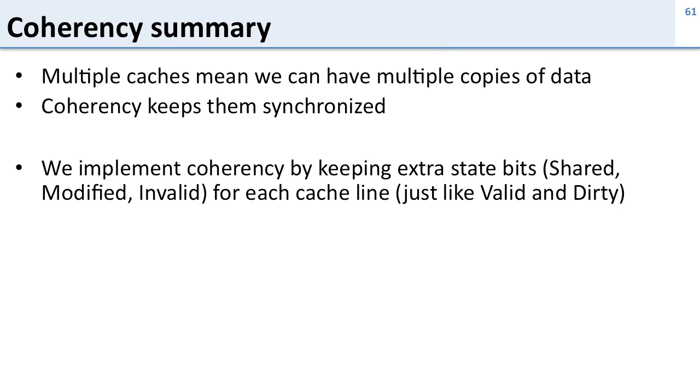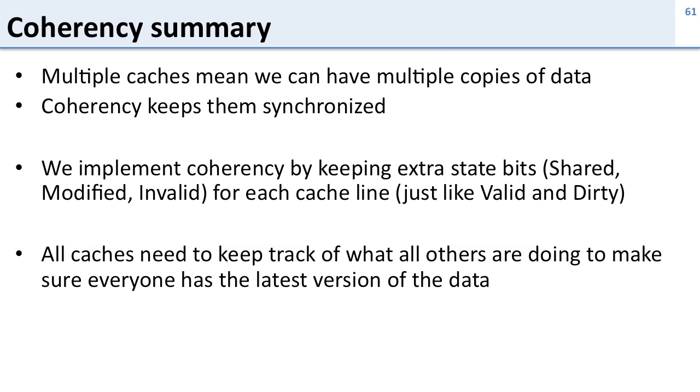So to summarize coherency, we have multiple caches. That means we can have multiple copies of data. Coherency keeps them all synchronized to make sure we get the latest version. We implement coherency by keeping extra bits around for shared, modified, and invalid, just like we did for valid and dirty. All of the caches need to watch what all the other caches are doing to make sure everyone has the latest version of the data, so this is tricky.